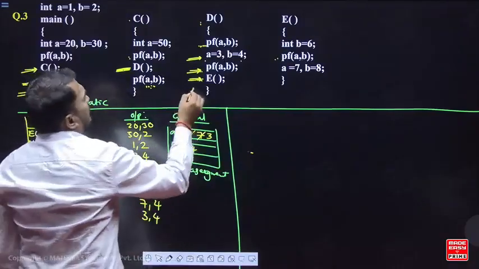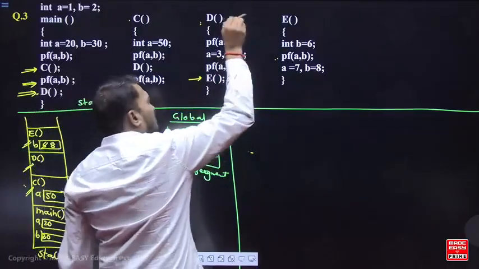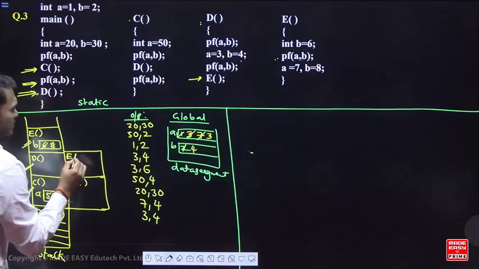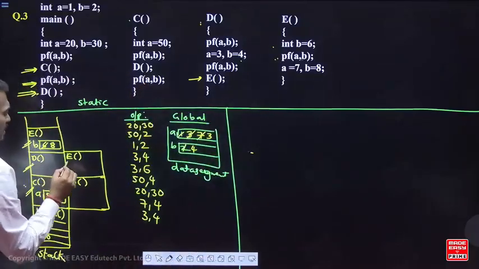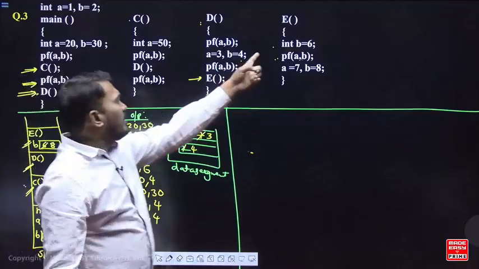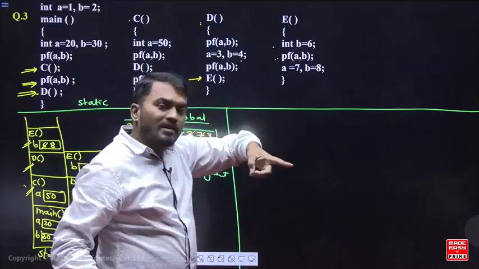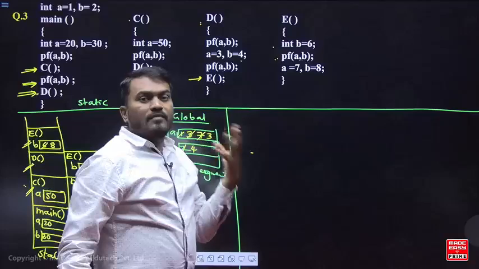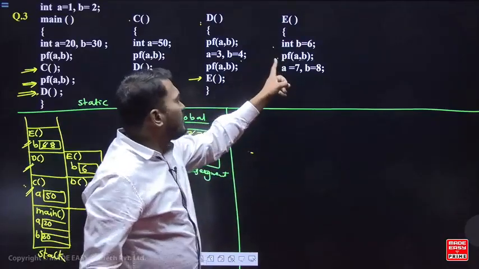And next afterwards you are calling what? Function e. Function e को call कर रहा है. So again e will be pushed into stack. Once you come here, again you are having local variable b equal to 6. So b will be again initialized with 6, because it's a local variable. For every function call, local variable is recreated and reinitialized. Okay, so b equal to 6 and printf a comma b.